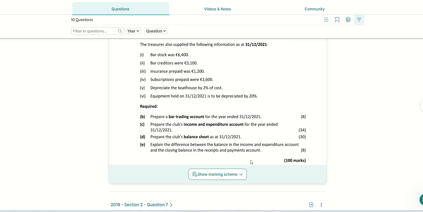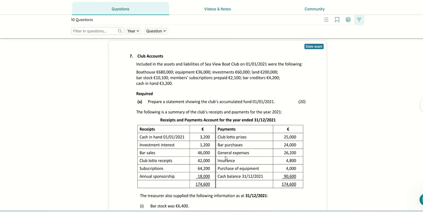And part E, we're going to do a little bit of theory about the difference between an income and expenditure account and the balance, the final number in the income and expenditure, and the balance in the receipts and payments account. And we'll have a little chat about that at the end. So it's a 100-mark question. So let's crack on and let's get through the different steps one by one.